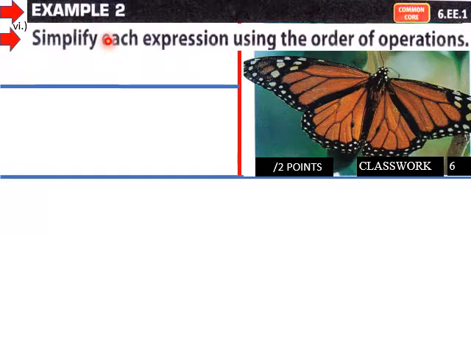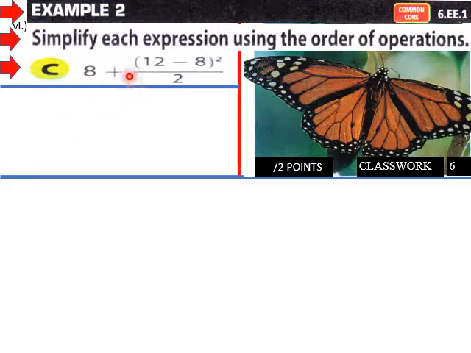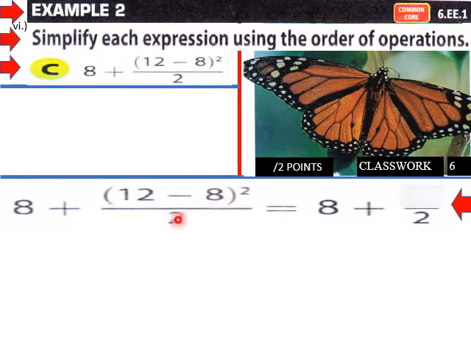Okay, example 2. Simplify each expression using order of operations. So now we have a fraction bar, which also acts like a parentheses. But we'll probably do the parentheses up here first. 8 plus the quantity 12 minus 8 squared over 2, or divided by 2. So to do this one here, 8 plus 12 minus 8 squared divided by 2.